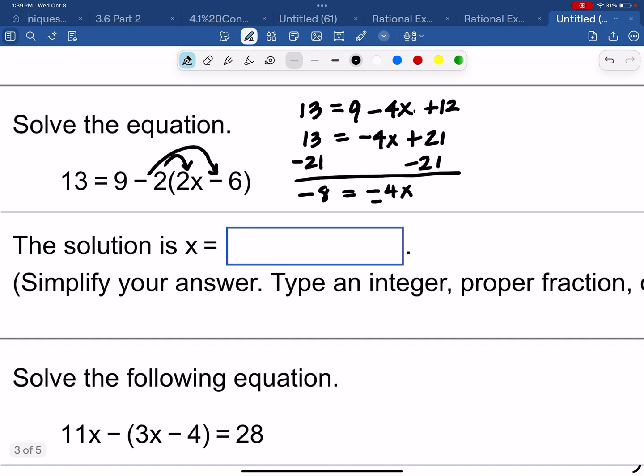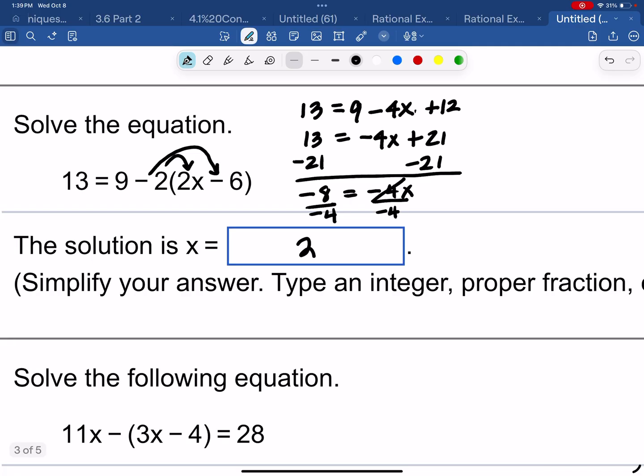Then I'm going to divide both sides by negative 4, and I'll get x is equal to 2. Because a negative 4 divided by negative 4 leaves me with a 1x, or just x. And negative 8 divided by negative 4 is a positive 2. Because remember, a negative divided by a negative equals a positive.